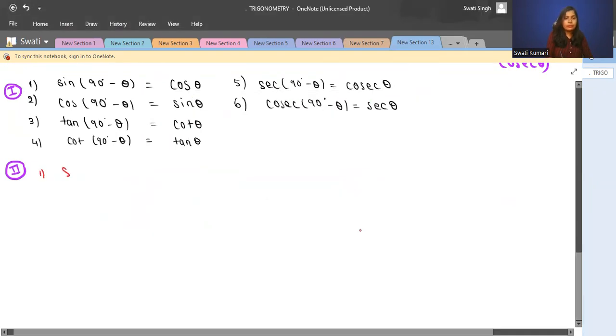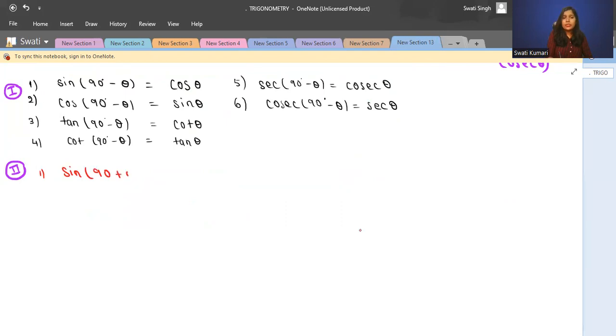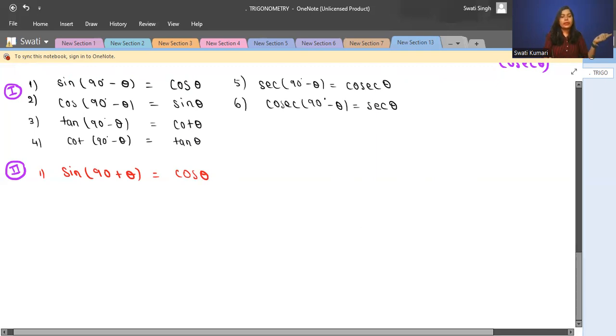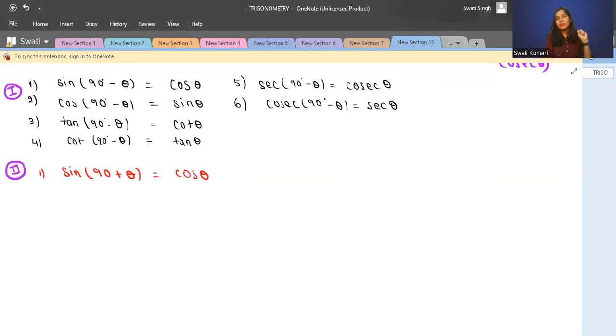The first one is sine of 90 plus theta. Sine will become cos, that you know, because we are dealing with 90. So this will become cos theta, right? Now you can see that this is sine, and we are going to the second quadrant. In the second quadrant, sine is positive. So that is why the answer will also be positive.